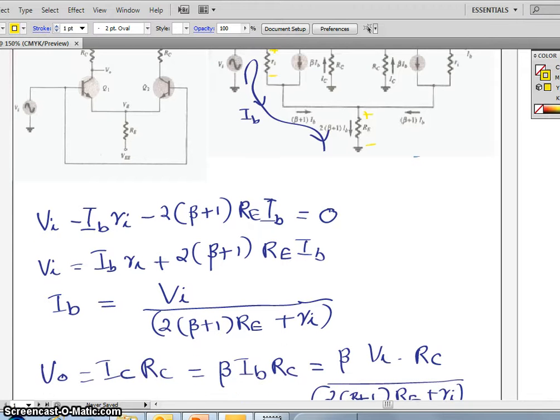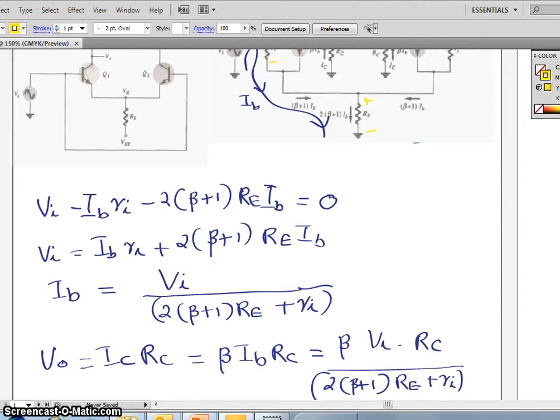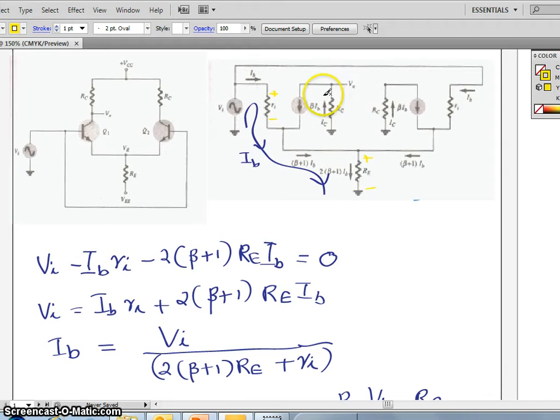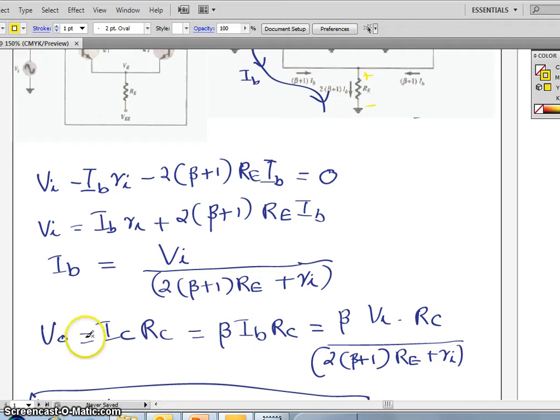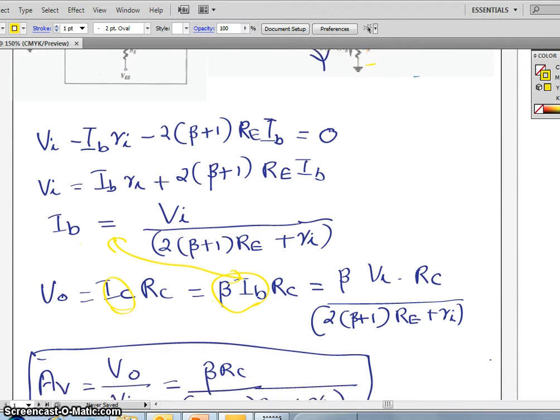Now write the expression for the output. Same as the previous case, output is equal to IC multiplied by RC. What is IC? IC is beta times IB. Now substitute the expression for IB here, so we get this one. This is your output voltage.